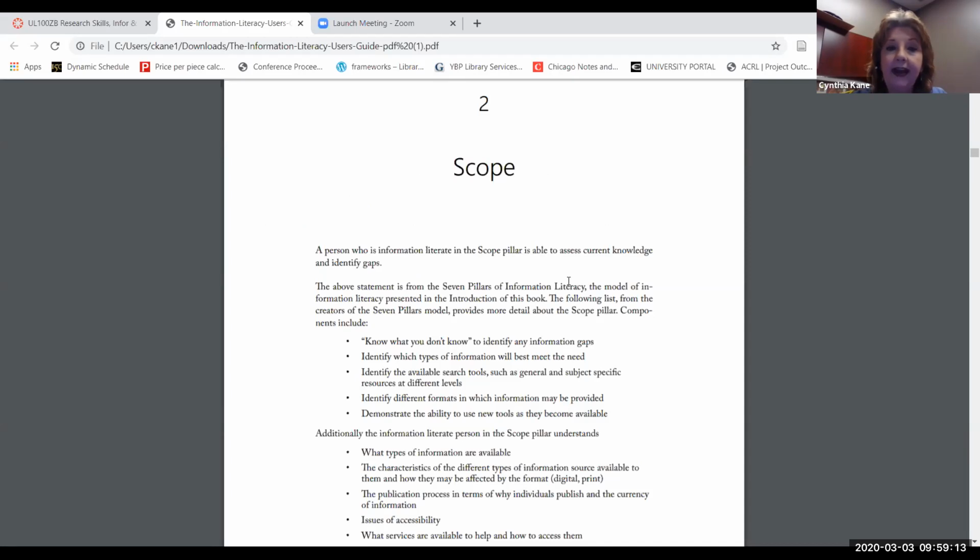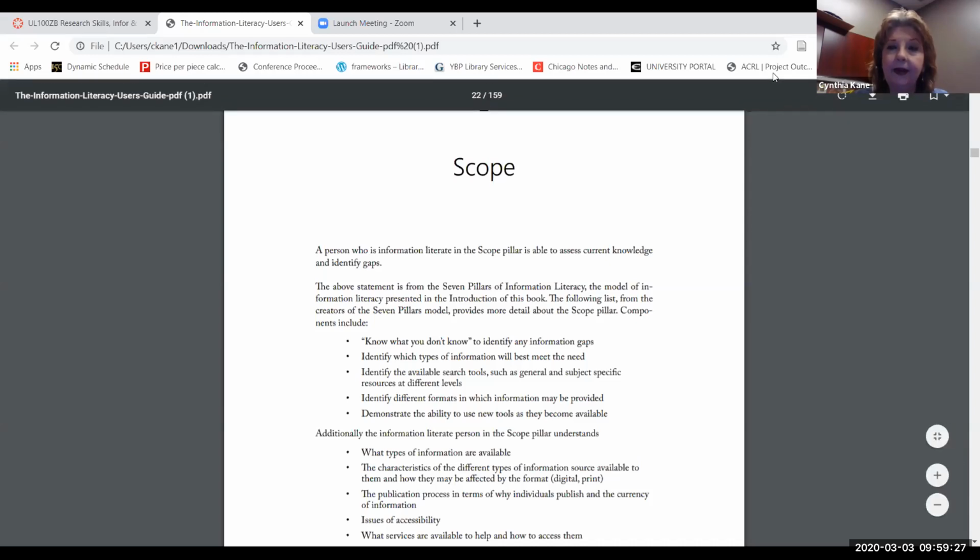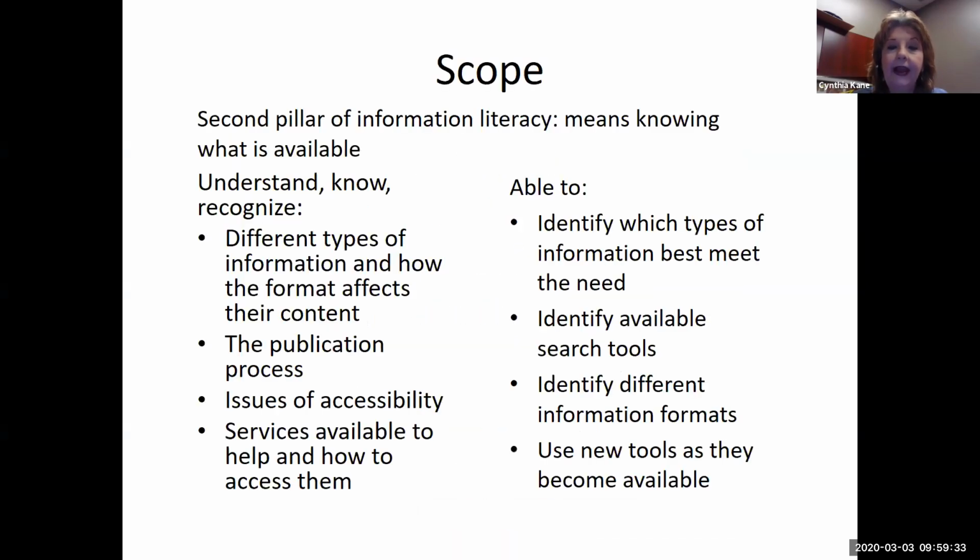So Scope actually deals with knowing what you don't know, identifying the types of information that will best meet the need, and then identifying different formats, and demonstrating the ability to use new tools. So flexibility is a big part of Scope. And as you notice, this is the second pillar of information literacy.